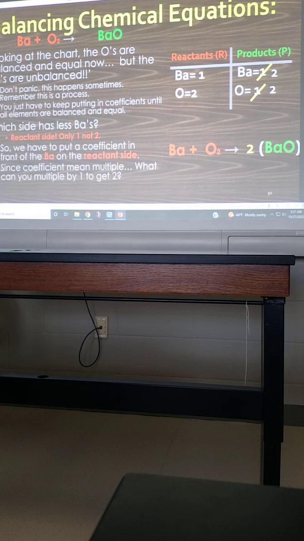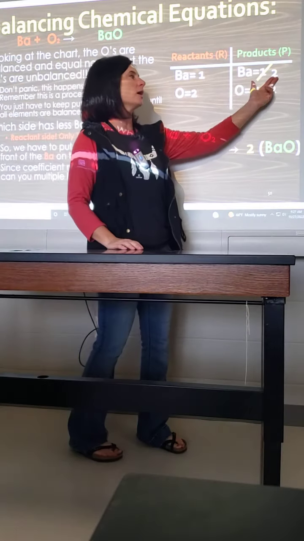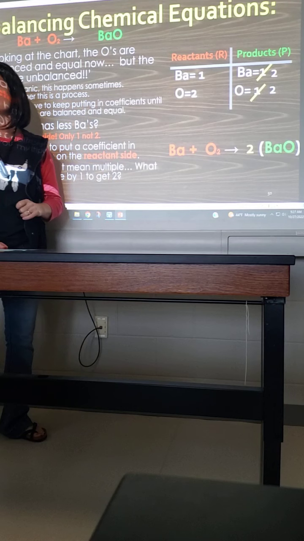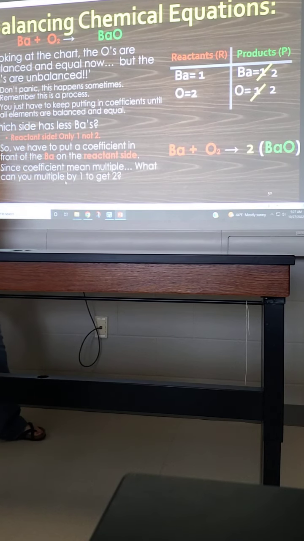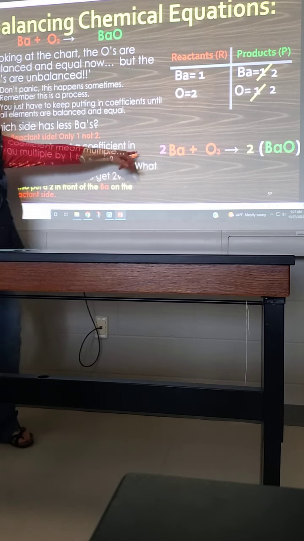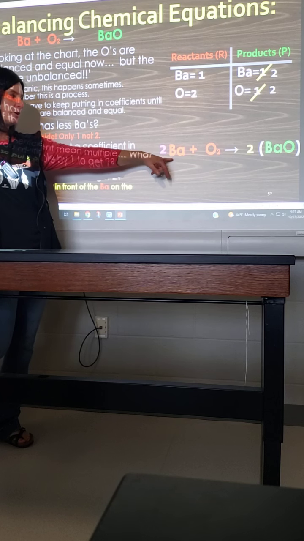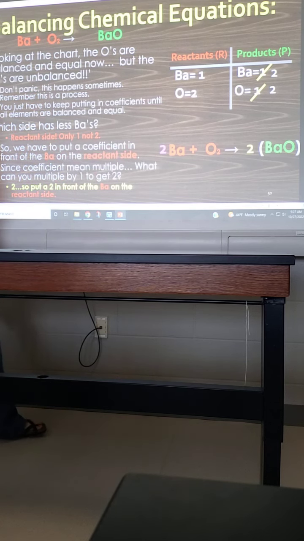And so we have one on the reactants, two on the product. So we're trying to get to two. So what can I multiply by one to get a two? A couple whispers of two, right? All right, so put a two in front of the barium. And now this is the new chemical equation we're dealing with. Two bariums plus oxide reacts to form two barium oxides.